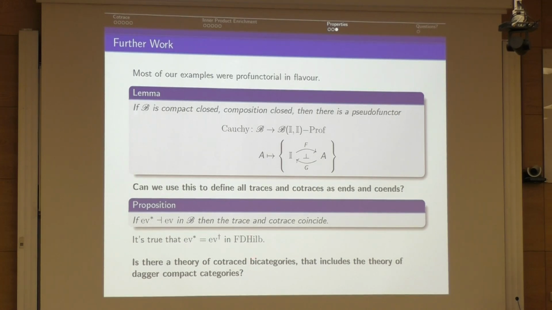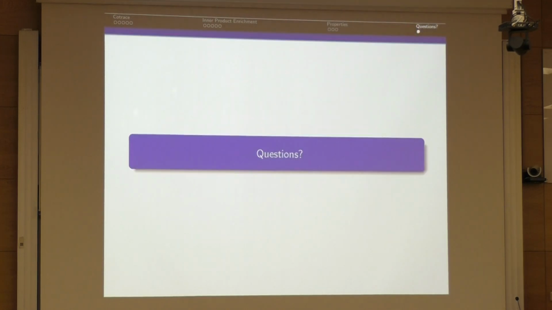So I want to know if there's some kind of theory of cotrace bicategories, which will then cover symmetric monoidal dagger categories, as well as these closed bicategories. Okay, so I went through that a bit quicker than I expected, but I'll finish there.